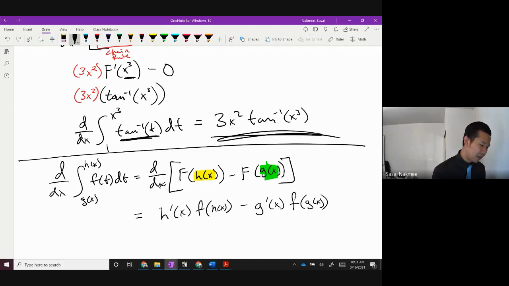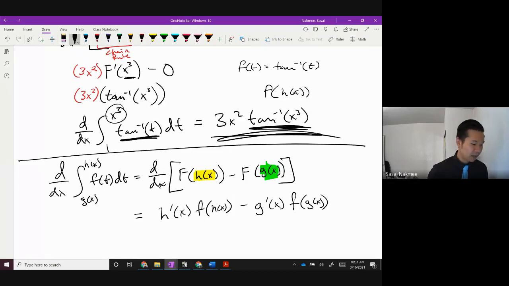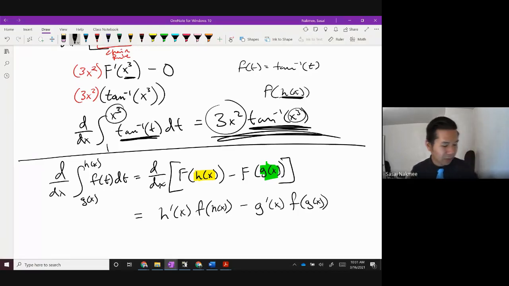If this right here is your function, f of t, equal to inverse tangent of t, then this right here is f of h of x, because h of x is that x cubed. All I did was take the inverse tangent and plug in x cubed. Over here, that's the derivative of that h of x. That x cubed derivative is 3x squared.